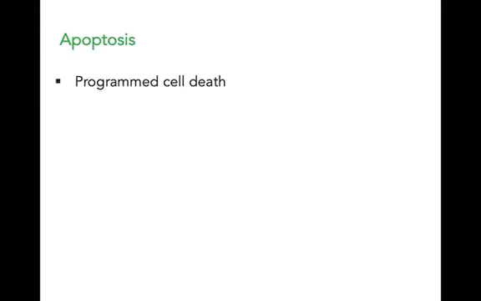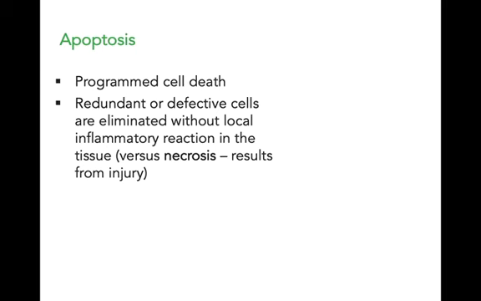Apoptosis is actually programmed cell death. So it means the body tags that there is a problem with this cell. Okay? There is something abnormal about this cell. So, let's tag that. That is programmed cell death, apoptosis. So again, redundant or defective cells are eliminated without local inflammatory reaction in the tissue.